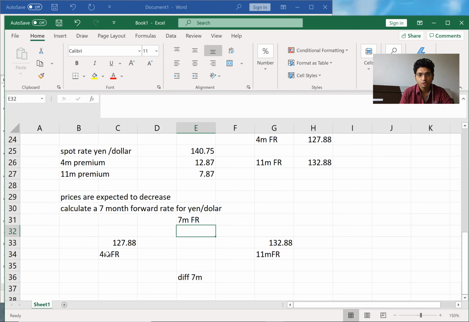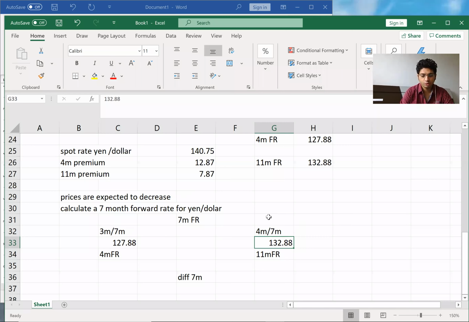Okay, so 4 months to 7 months, what is the difference? Difference will be 3 months out of 7 months, correct? And 7 months to 11 months, the difference will be 4 months out of 7 months, correct?